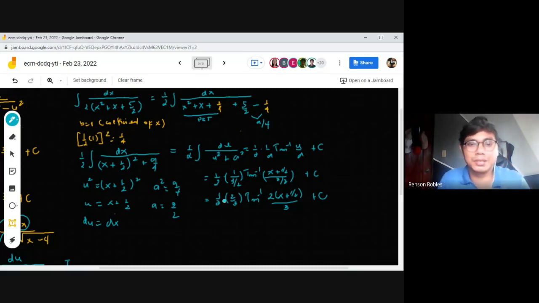Right? And then we can now simplify. That's 1/3. 1/2 times 2/3. Arctangent, then you introduce this to each term inside. 2x plus 1. 2 times x, 2 times 1/2. Over, copy, 3 plus c.